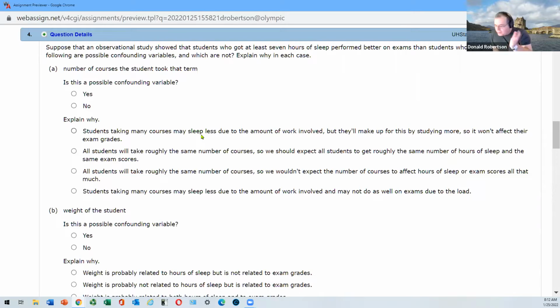Here, you sleep as many hours as you feel like, and we'll observe what happened later. So it's clearly observational, right? Now, which of the following are possible confounding variables and which are not? A confounding variable is another explanation for why the results happened. Here, if you sleep a lot, you get a good grade, and if you don't sleep as much, you get a bad grade. That's what you found, right? That's the information that you got.